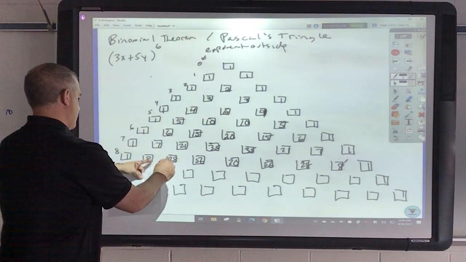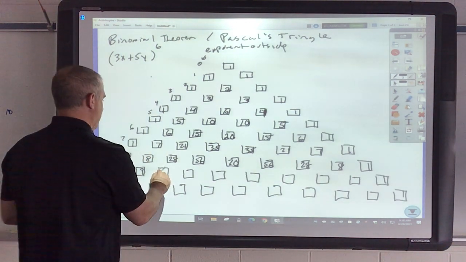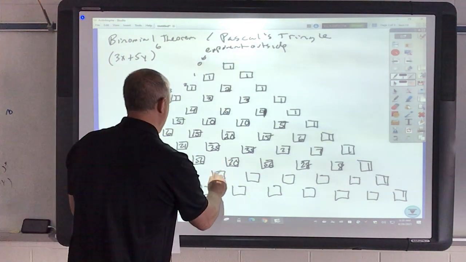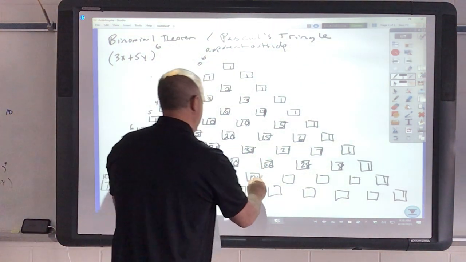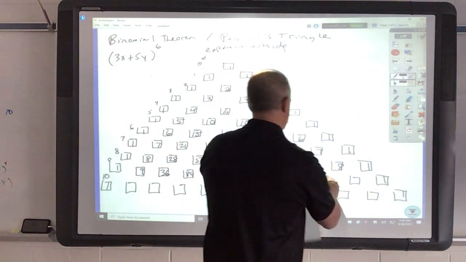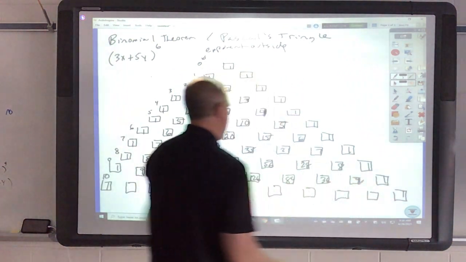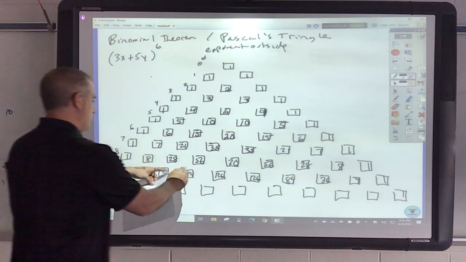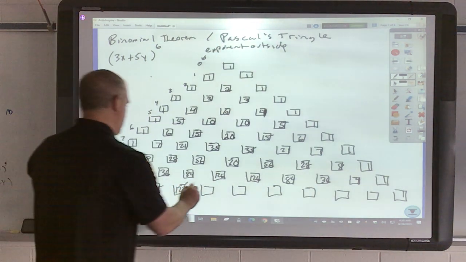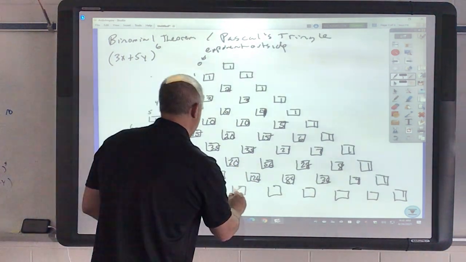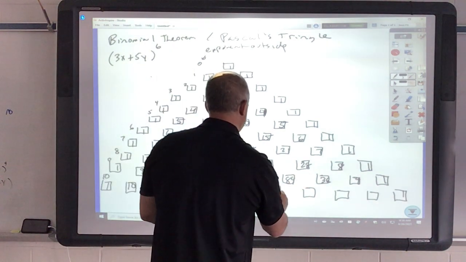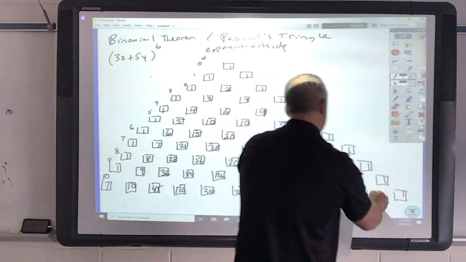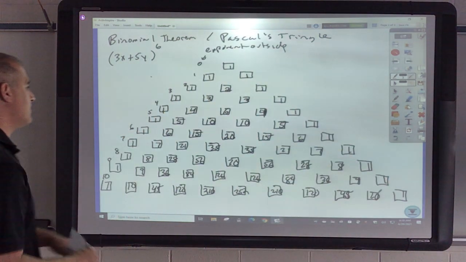These two add up to 9. These two add up to 36, these two add up to 84, these two will add up to 126, then 126, 84, 36. You add those two, you get 9. The last row will be 10. This will be 45 from adding those two. This will be 120, this would be 210. These two added together would be 252, then 210, 120, 45, and 10.